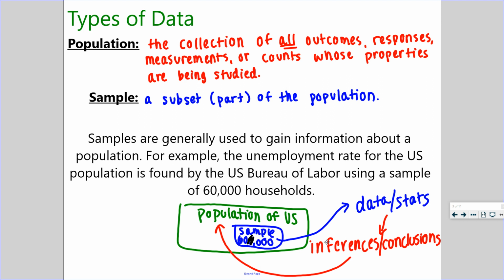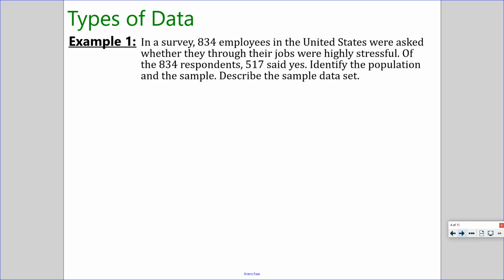Let's try an example problem. In a survey, 834 employers in the U.S. were asked whether they thought their jobs were highly stressful. Of the 834 respondents, 517 said yes. Identify the population and the sample. Describe the sample data set.